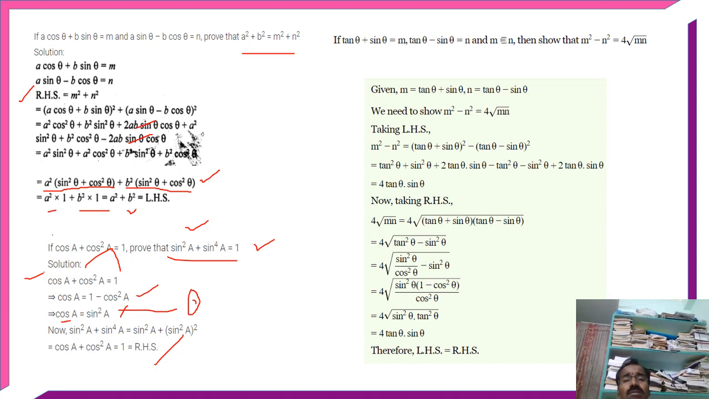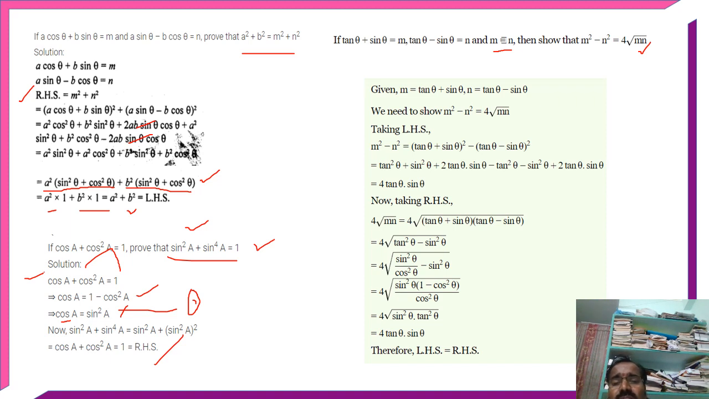That's it. Next problem. Tan theta plus sin theta is equal to M, and tan theta minus sin theta is equal to N. Show that M square minus N square is 4 root MN. Let it be. Now M is tan theta plus sin theta, N is tan theta minus sin theta. We have to prove this one.